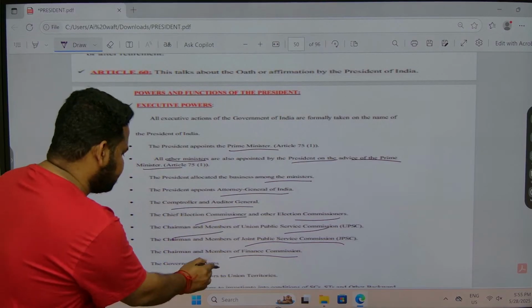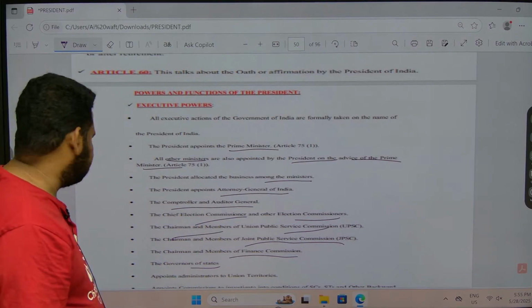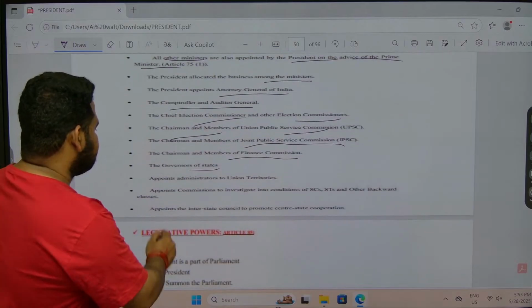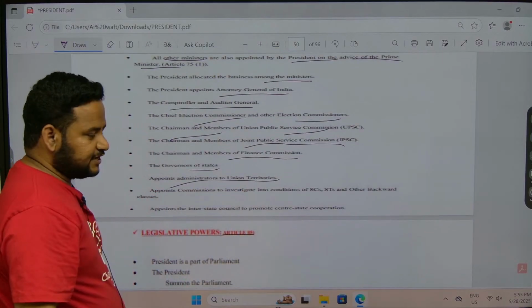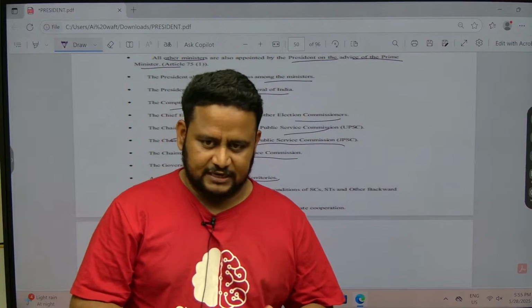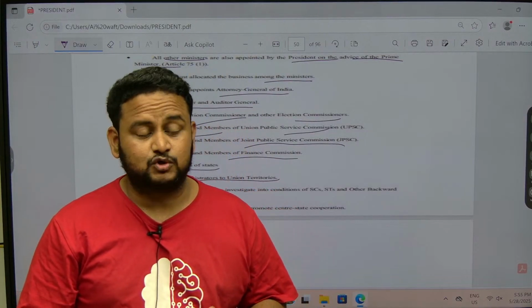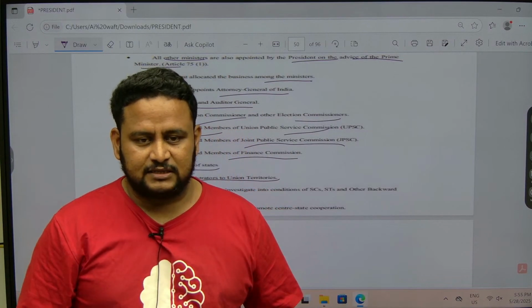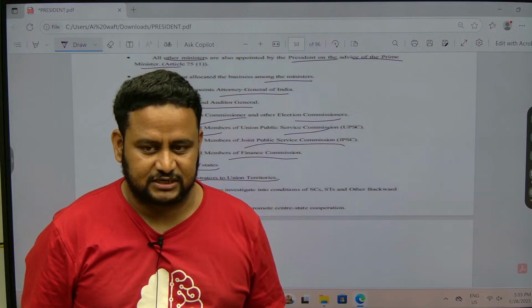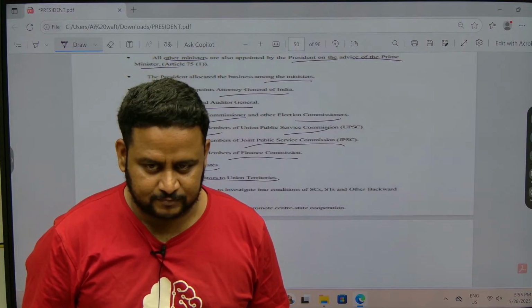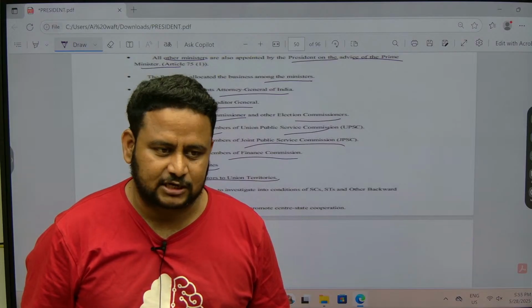Even the governors of the states are appointed by president, and also appoints administrators of union territories. Union territories, I told you, Delhi and Puducherry, they may have CM, but when it comes to other union territories, they are having lieutenant governors or administrators. They are appointed by whom? President, because union government has direct control over them.